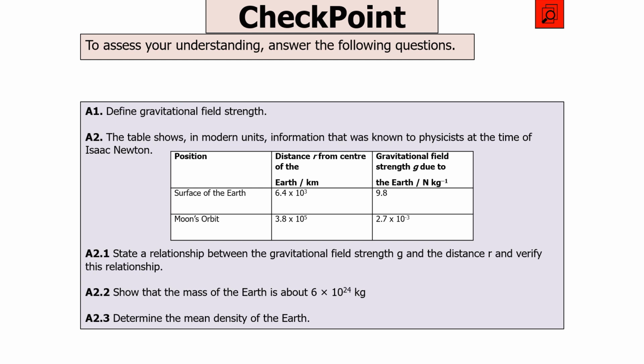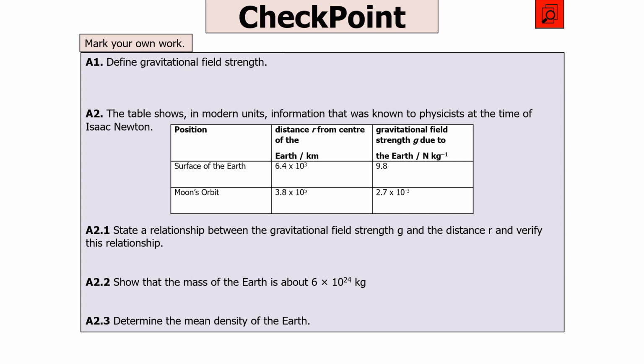The next question says, define the gravitational field strength, and then the table shows in modern units information that was known to physicists at the time of Isaac Newton. Firstly, state the relationship between the gravitational field strength g and the distance r and verify this relationship. Show that the mass of the Earth is about 6 times 10 to the 24 kilograms and determine the mean density of the Earth. So pause the video now, then unpause the video when you want to go through your answer. Right, so the gravitational field strength we know is the force per unit mass at a point in a gravitational field. That's a definition you've just got to be able to recall.